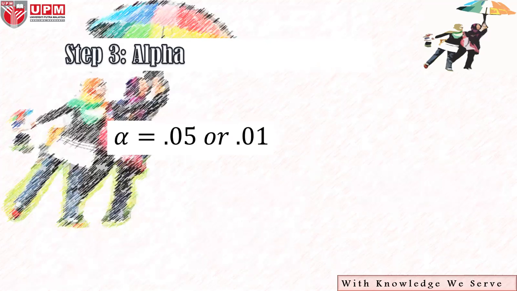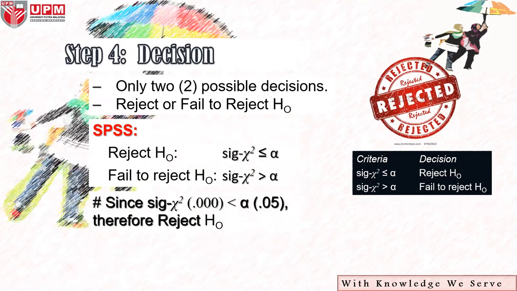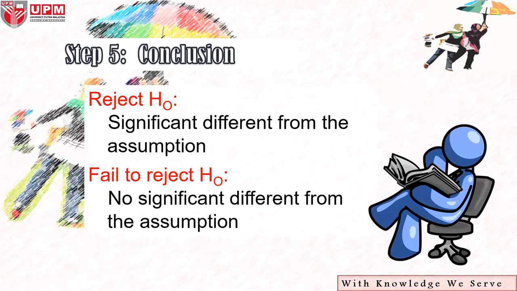So we set our alpha value, then make our decision. Similar to the previous analysis, we compare our significance value against alpha. Since the chi-square significance value of 0.000 is less than alpha 0.05, we reject the null hypothesis. The conclusion: since we reject the null hypothesis, there is a significant difference from the assumption. There is a significant difference in respondents' happiness for their married life.